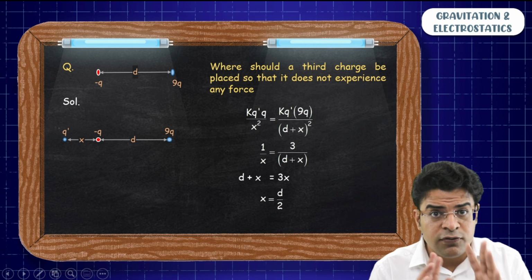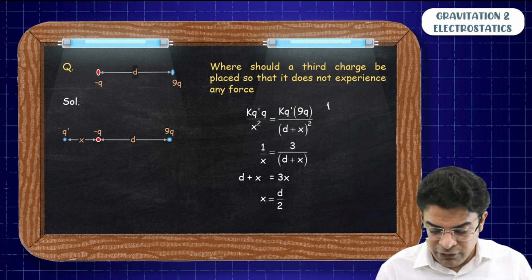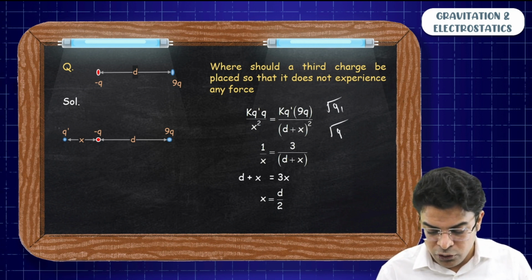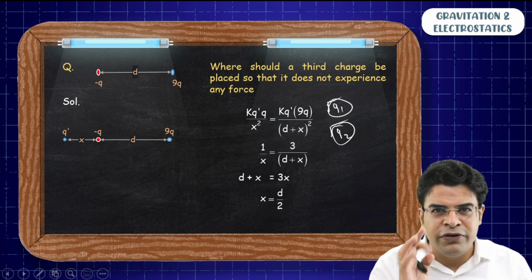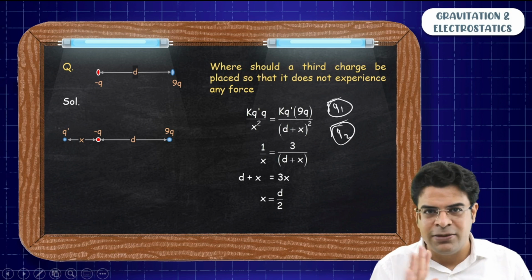Yes, you can use the formula, but remember that whenever you are substituting root q1, root q2, do not substitute with the sign, okay? Because root of a negative is a complex number, that doesn't make sense.